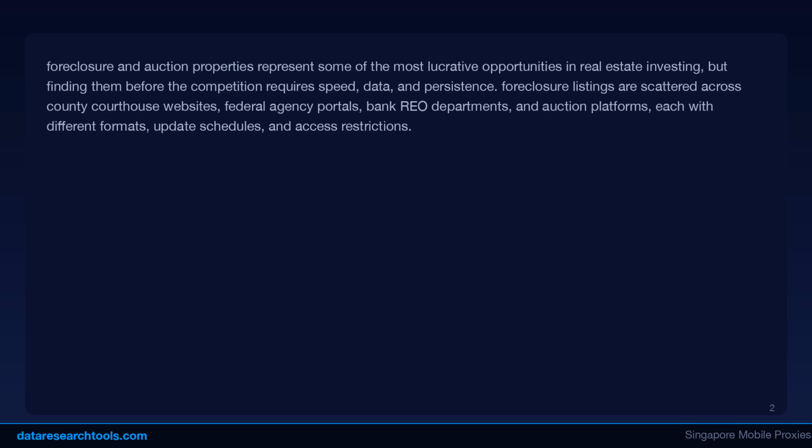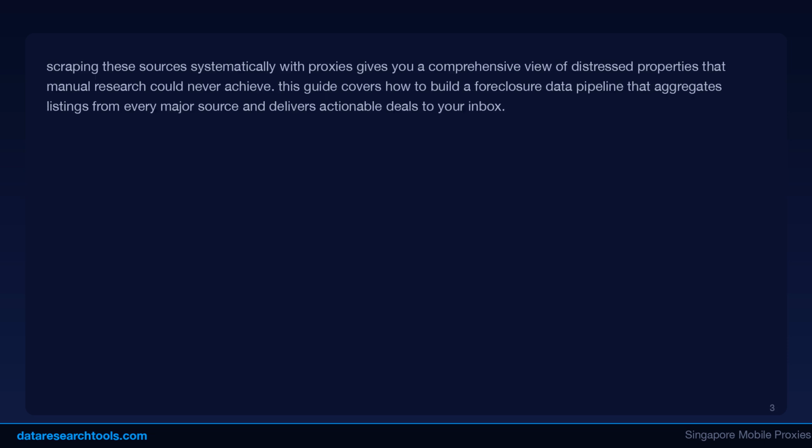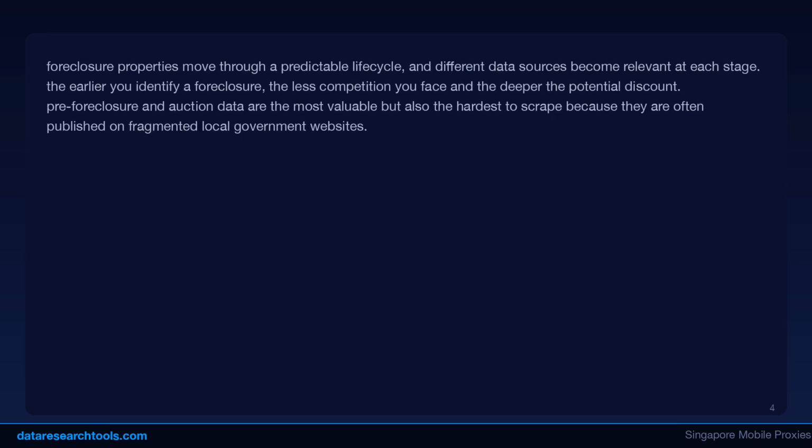deals to your inbox. Foreclosure properties move through a predictable life cycle, and different data sources become relevant at each stage. The earlier you identify a foreclosure, the less competition you face and the deeper the potential discount. Pre-foreclosure and auction data are the most valuable, but also the hardest to scrape because they are often published on fragmented local government websites.